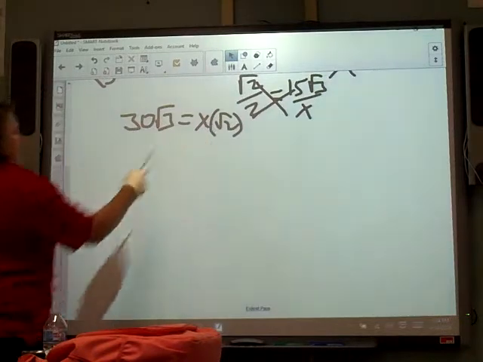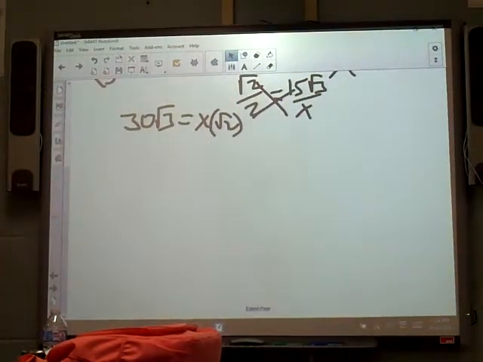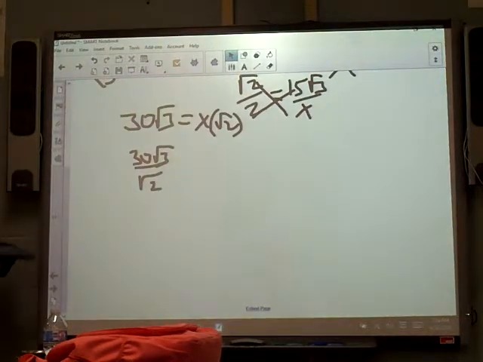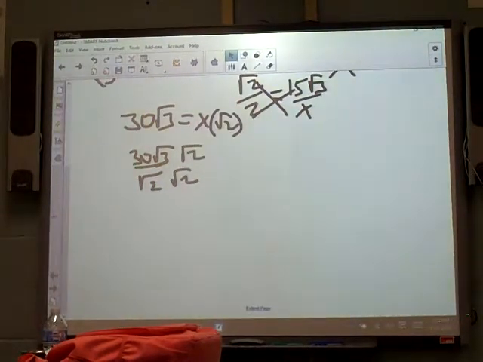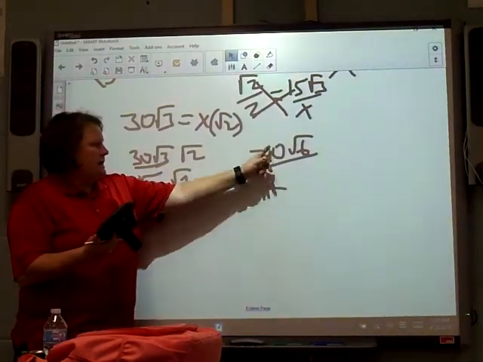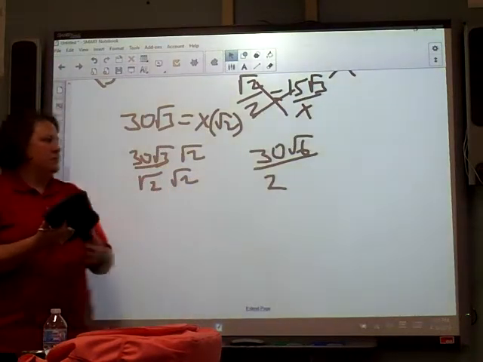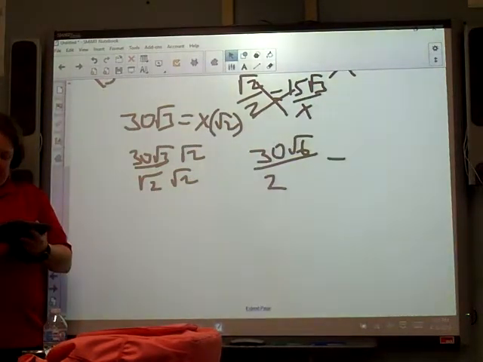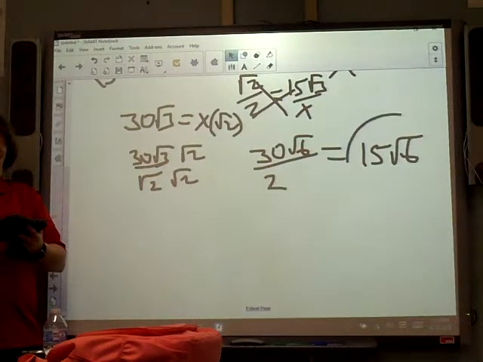Alright, so we're going to divide by the square root of 2. So I got 30 square roots of 3 over the square root of 2. Now, the problem with that is you can't leave a square root on the bottom. So we got to multiply top and bottom by the square root of 2. Square root of 3 times the square root of 2 makes that 30 square roots of 6 all over 2, because square root of 4 is 2. Now you can reduce that. 30 over 2 reduces to 15. So 15 square roots of 6.